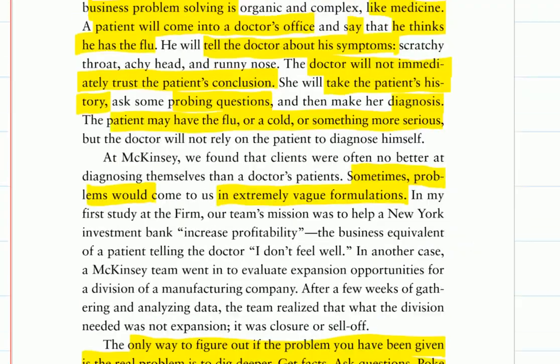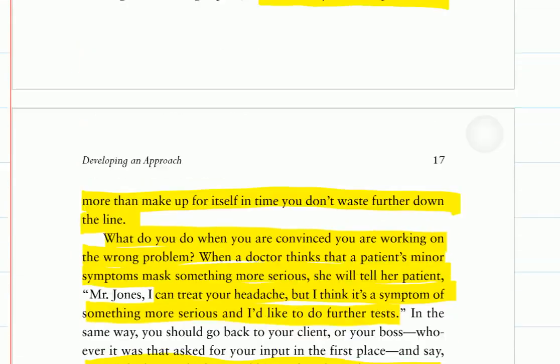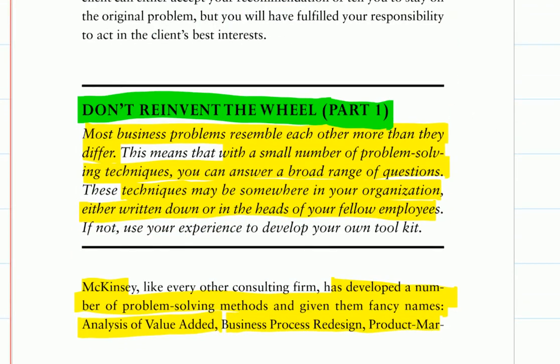So this was part one of the second chapter. This was that the problem is not always the problem. So next the author says, don't reinvent the wheel. Now we'll see what he means by this.